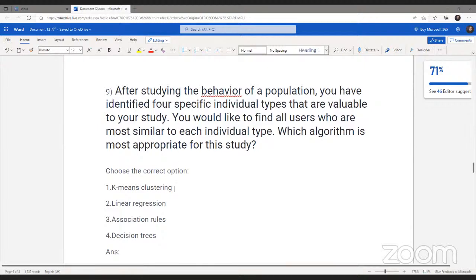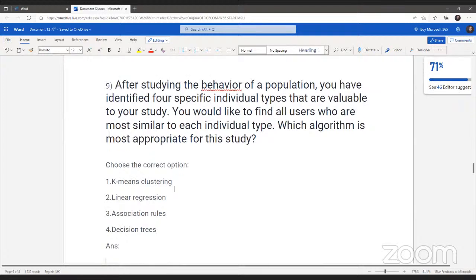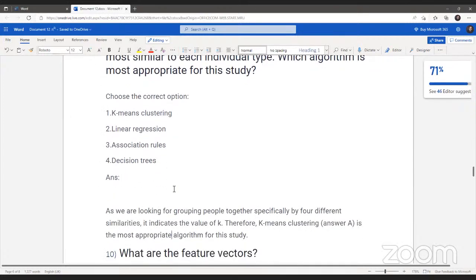Yeah, as we look into this, we are looking for grouping data, grouping people together, right? Specifically by four different similarities, which indicates the value of k. Therefore, k-means clustering is the most appropriate algorithm for this kind of study.